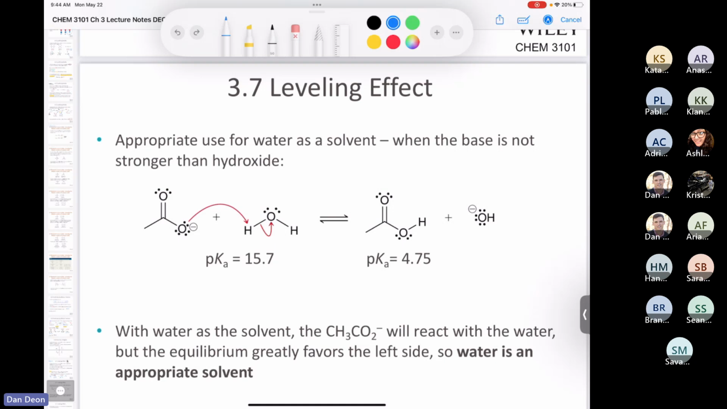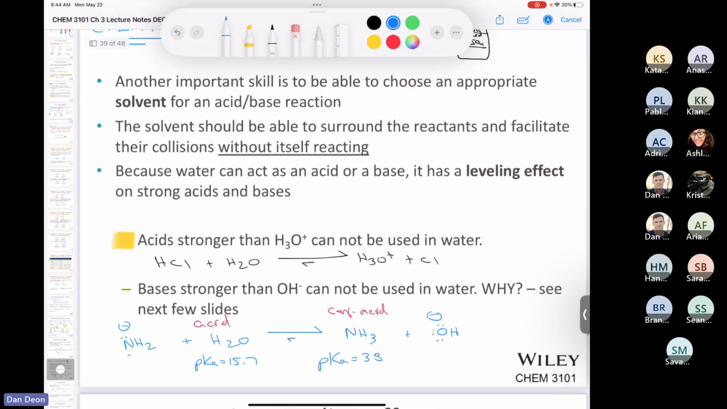So if you wanted to dissolve the acetate ion, could you put it in water? Sure, because can it remove some of the protons? Sure, but this is going to be the weaker acid. Water is a weaker acid than acetic acid, and so the equilibrium is going to lie to the left-hand side. And so it's totally fine to dissolve the acetate ion. We can dissolve that in water. It's no problem. It's an appropriate solvent. So again, the leveling effect is acids stronger than hydronium can't be used in water, and bases stronger than hydroxide can't be used in water.